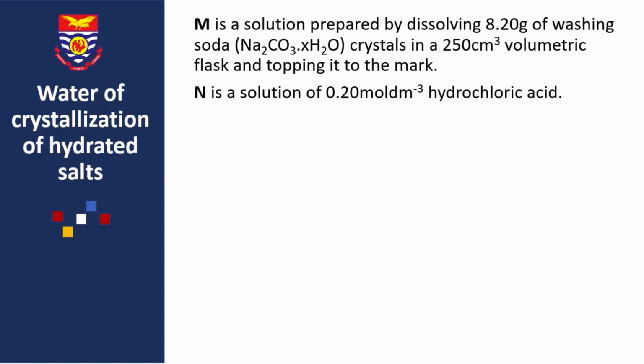Before we proceed, we should be able to tell how we are going to approach this question and which side we are going to approach from. If we start with the washing soda, we are going to find ourselves in trouble, because we don't have all we need. But when we look at N, we have been given the concentration, and definitely we will know the volume. So it is convenient to start from the hydrochloric acid, which means there is going to be a relation between the hydrochloric acid and the hydrated salt.